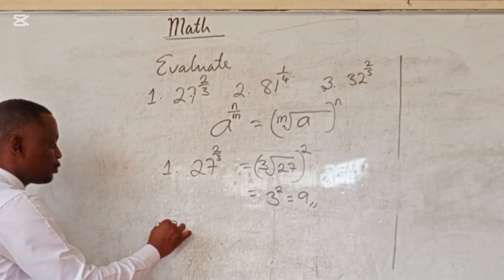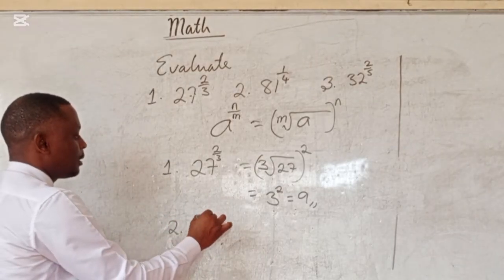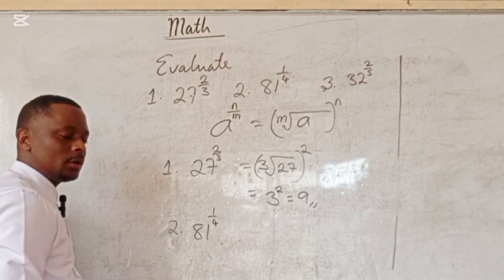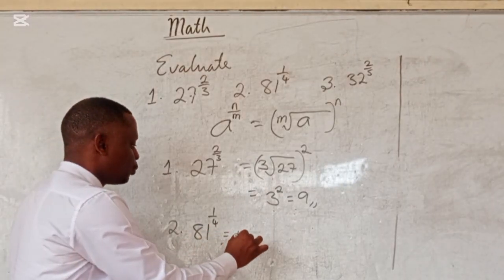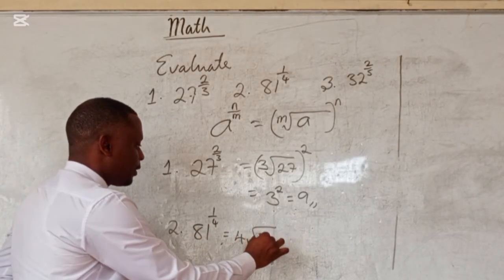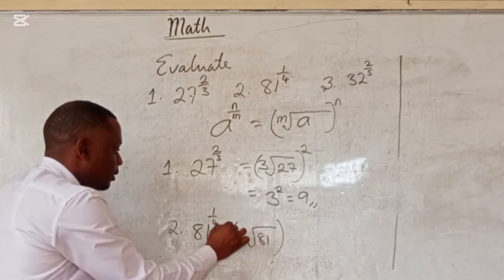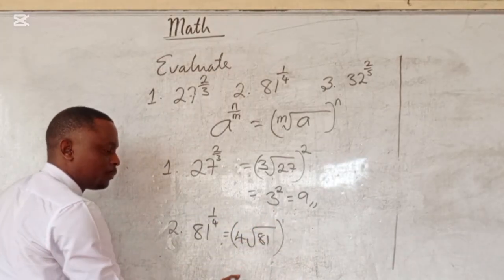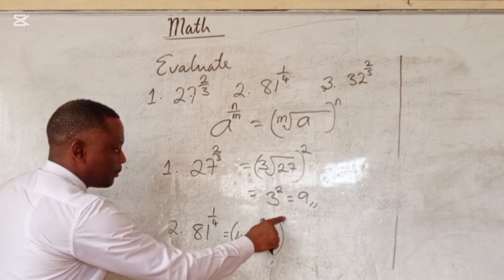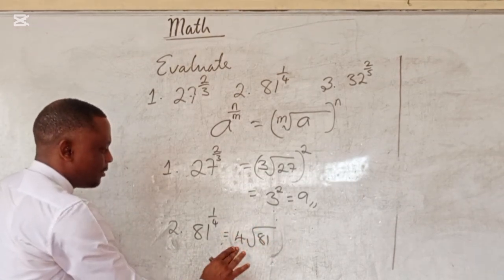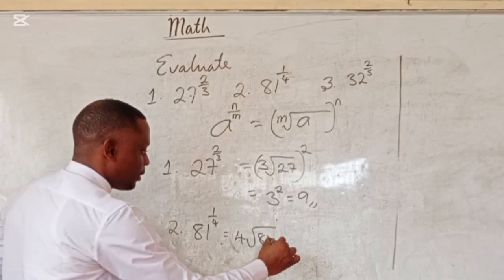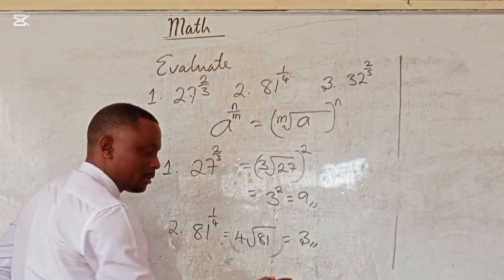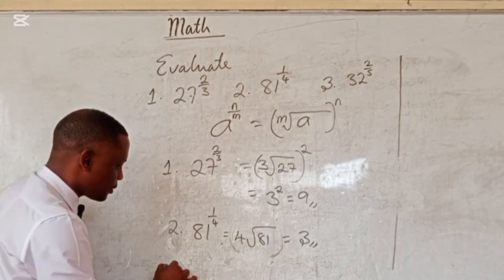All right, now number 2, we have 81 index 1 quarter. Because the denominator is 4, it means we're going to find the fourth root of the base, 81. And of course, we could put the numerator as 1, but any number raised to power 1 is that same number, so we can just leave this out. Now we know that the fourth root of 81 is simply 3, so our answer is done. I told you it's very simple. Come closer and let's do number 3.